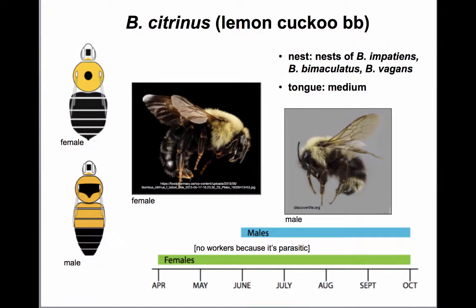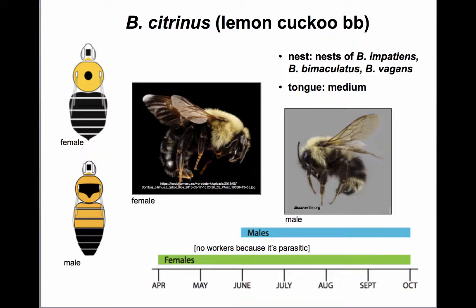Nest parasite species are fairly rare, but of the nest parasite species here in Ohio, the one you're most likely to see is called Bombus citrinus, or the lemon cuckoo bumblebee. And this is a nest parasite of some of our other common species like Bombus impatiens, bimaculatus, and vagans.